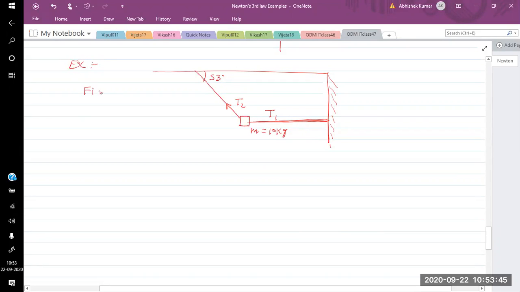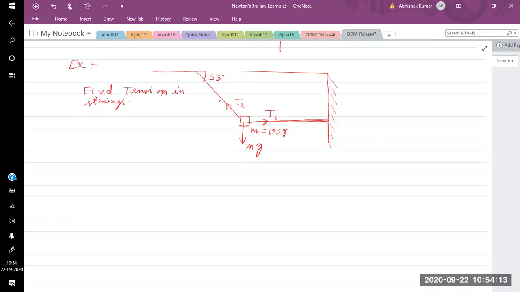So we need to find the tension in the two threads. Find tension in strings. So for finding tension in the strings, again we will apply the Lami's theorem. So what are the different forces on this object? So one is mg, one is tension T1, the string is pulling it rightward, and one is T2 which is pulling it at some angle with the vertical.